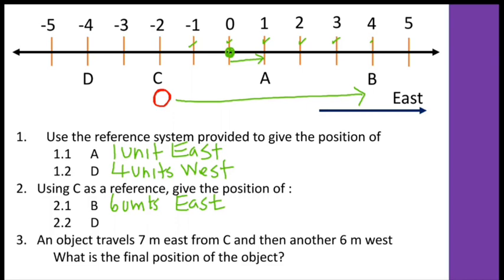Okay, what about D? D, I have to go in the western direction now to get to D. And how many units do I move? 1, 2. So D is 2 units west.